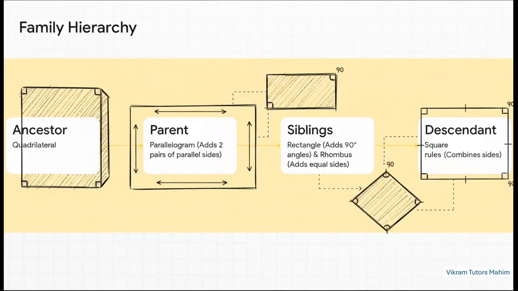So there it is, the whole family tree, laid out nice and neat. It all starts with the basic ancestor, the quadrilateral. Then you add 2 pairs of parallel sides and you get the parent, the parallelogram. From there, the family splits. Add 90-degree angles, you get a rectangle. Add equal sides, you get a rhombus. And when you combine both of those rules, you get the most specialized descendant of them all, the square.